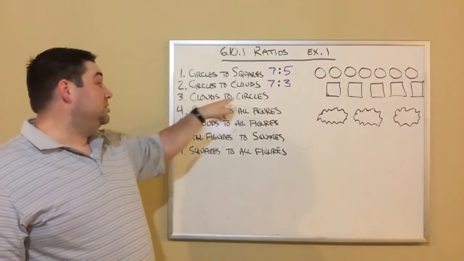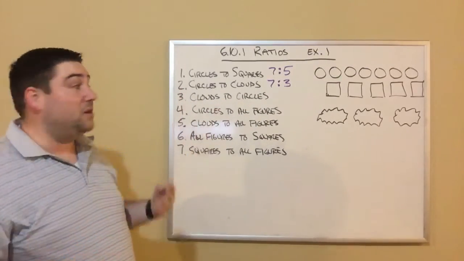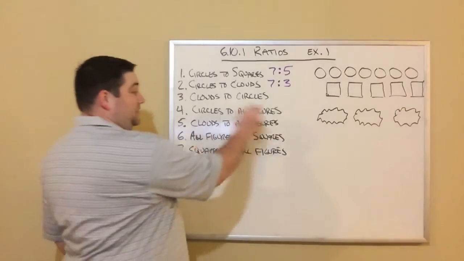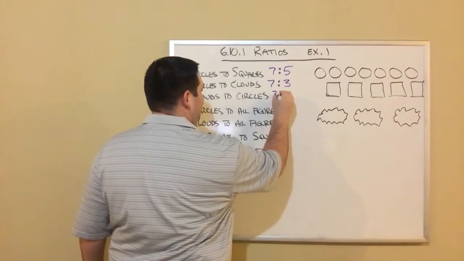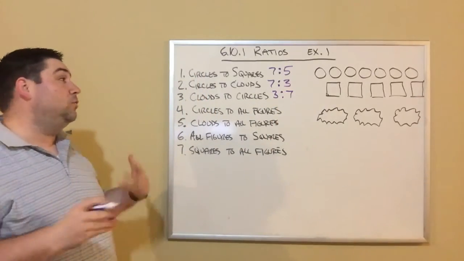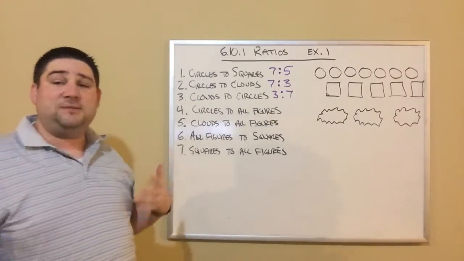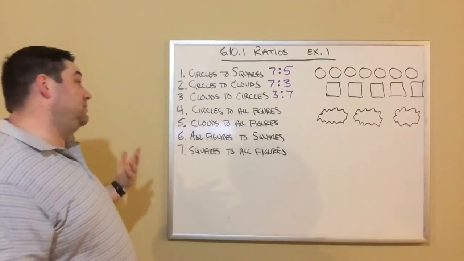So it's clouds to circles now. You can see number 2 and 3 are almost the same thing. They're just written in reverse. And our answer is going to be in reverse because there's 3 clouds and there's 7 circles. So this one's 3 to 7. So when you write a ratio, there's no rule that says the first number needs to be bigger or the second number needs to be bigger, anything like that. It's just however it turns out.